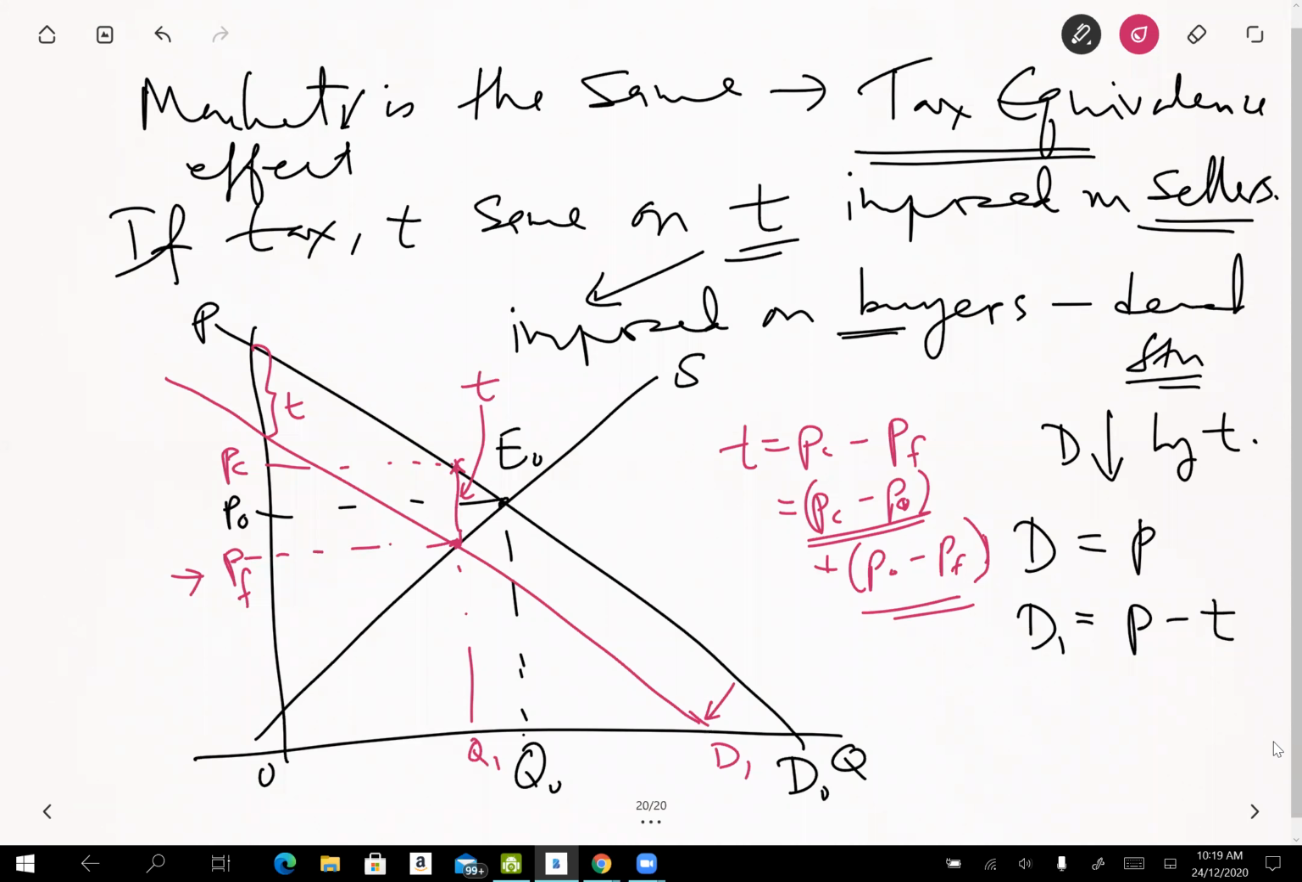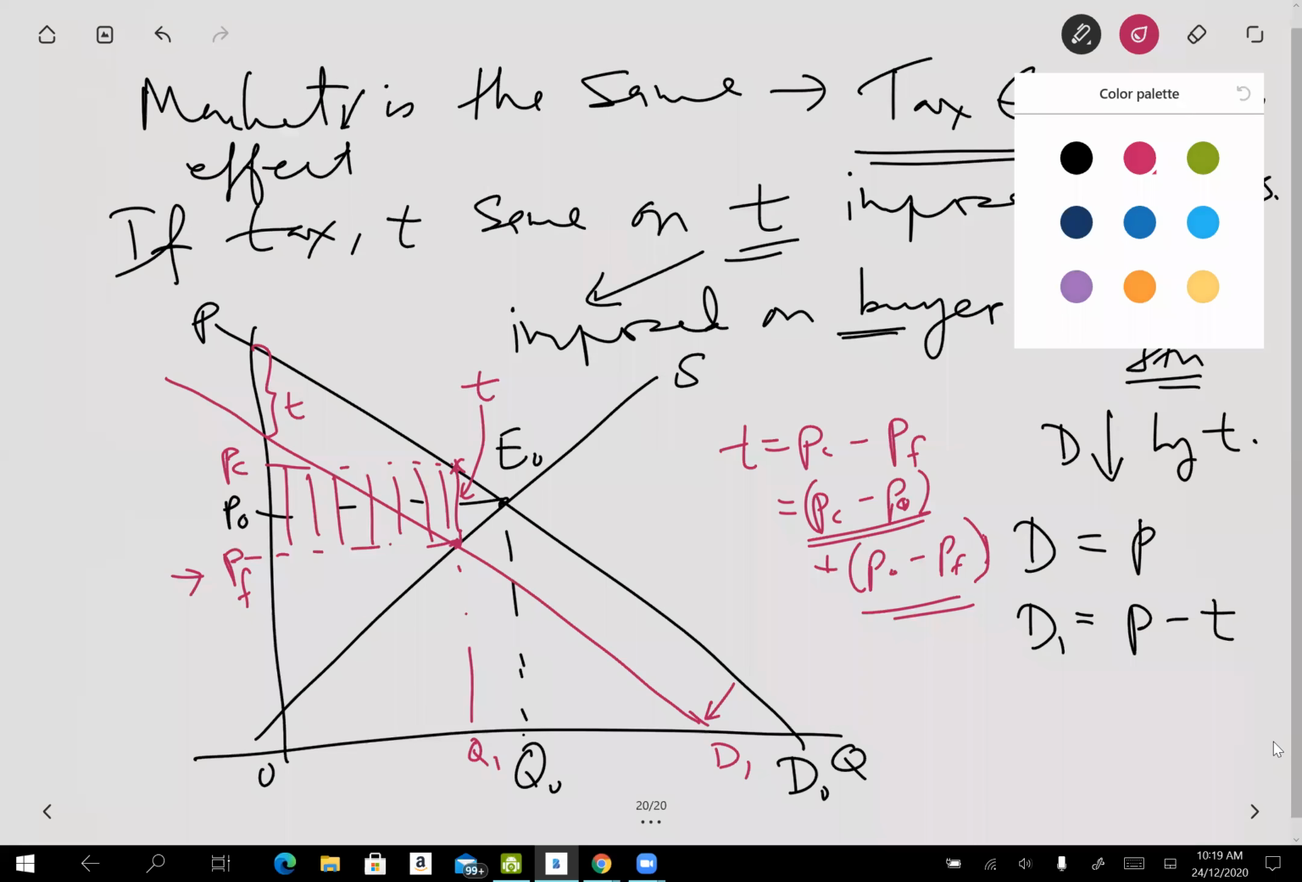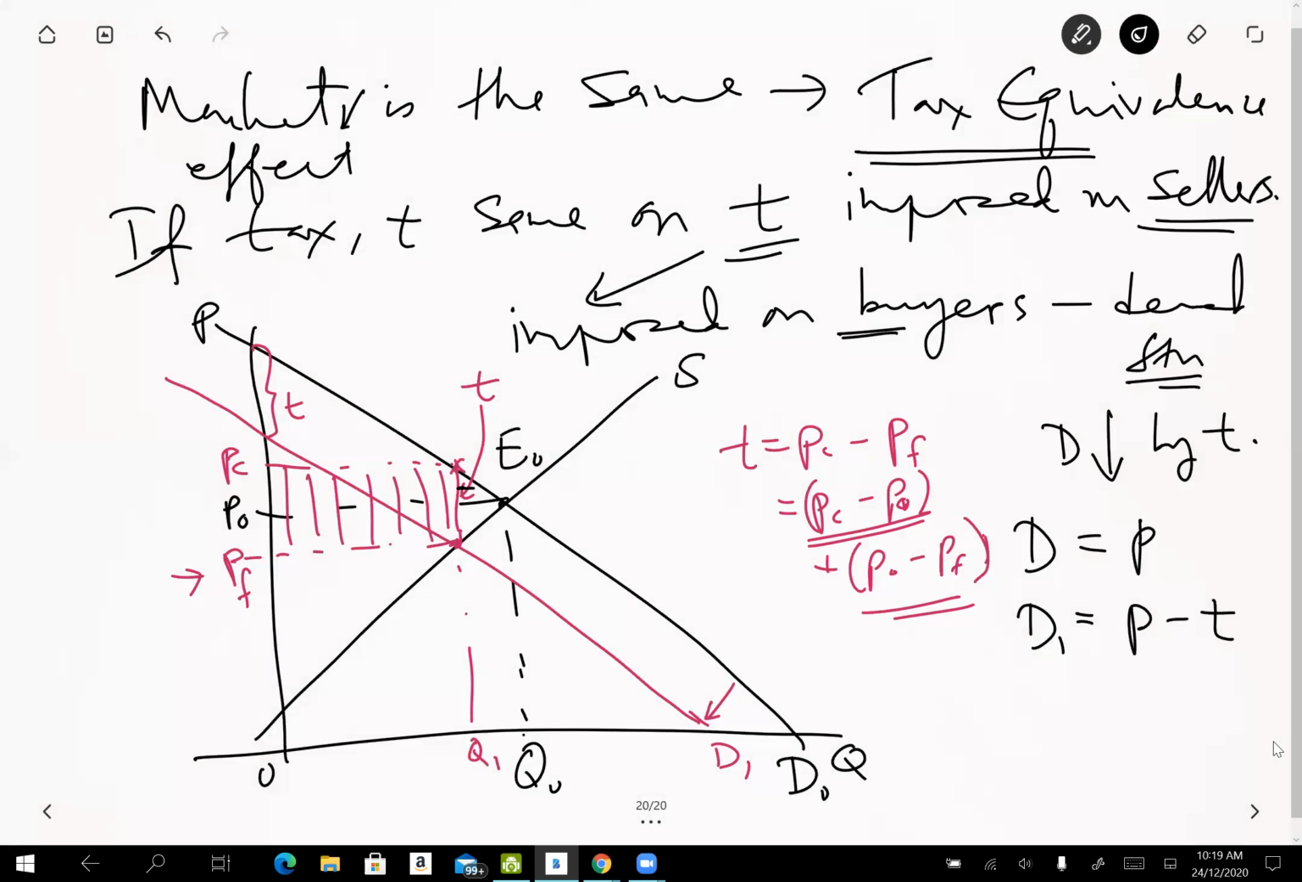All right, so you will see here, the revenue would be that rectangle. The excess burden would be the triangle. Okay, so that is the excess burden. That is the G, and everything else is the same. You will see quantity will go down.